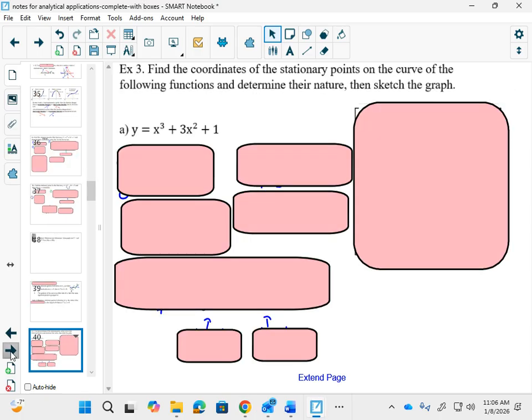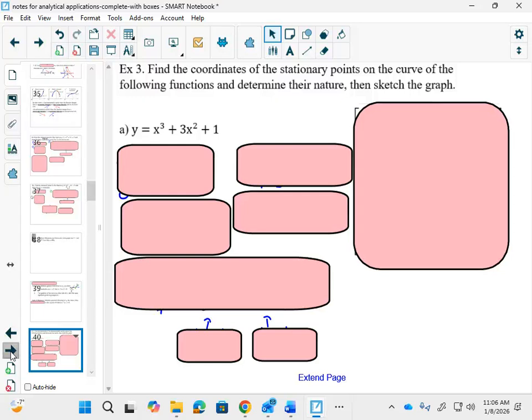So here we go. We have x cubed plus 3x squared plus 1. We want to find the coordinates of all the stationary points on the curve. Determine their nature. Are they maxes? Are they mins? Are they stationary points of inflection? And sketch the graph.